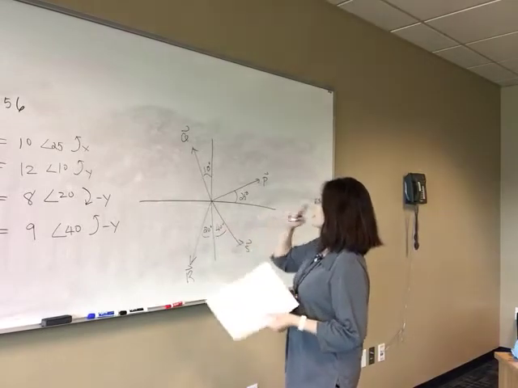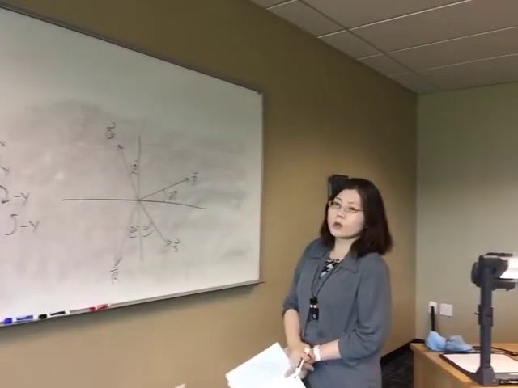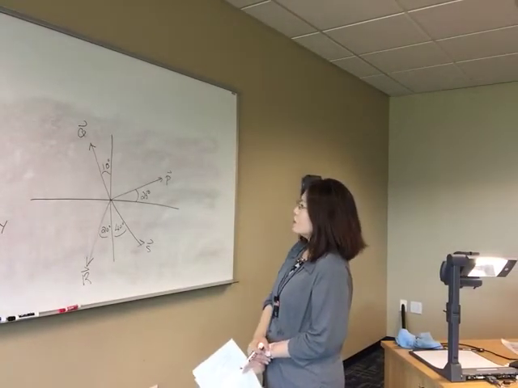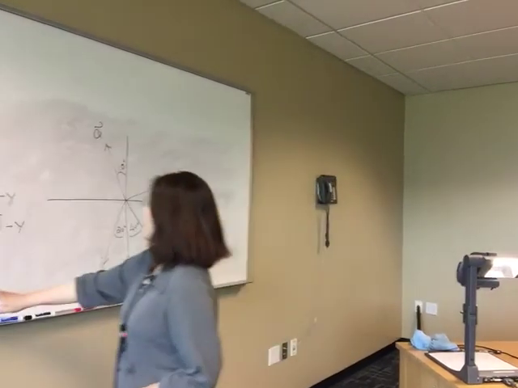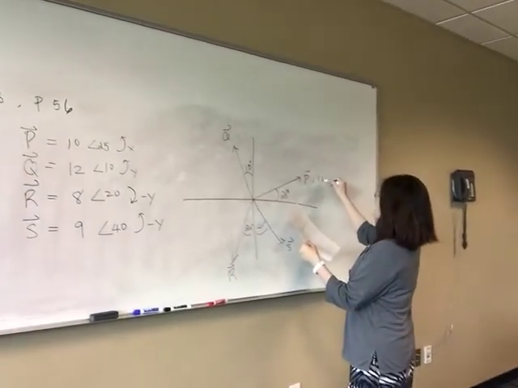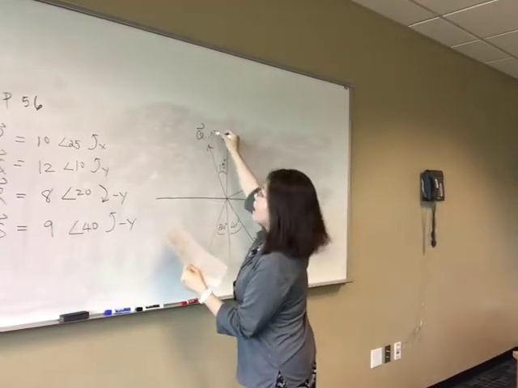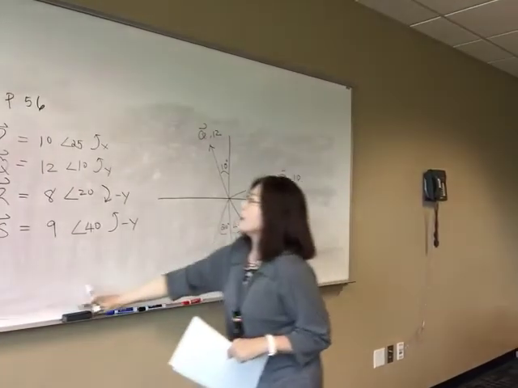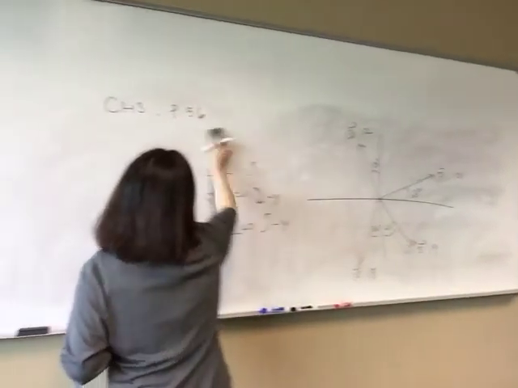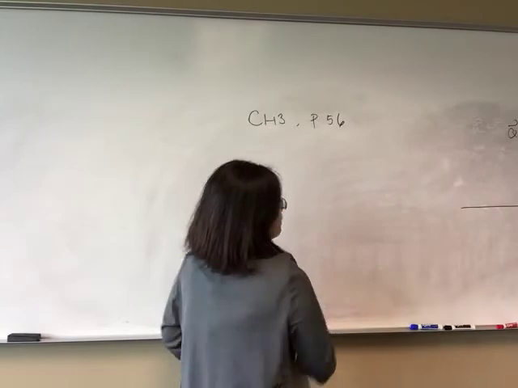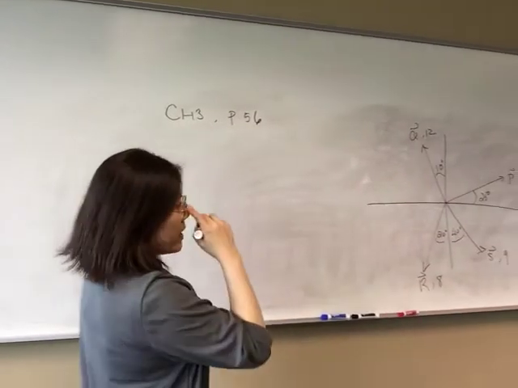Once you draw them on the X and Y axes, it becomes easy for you to deduce them in unit vector notation. I'm just going to write the magnitudes here. That's 10, this is 12, this is 8, and this is 9. Then I'm going to erase this, and based on the diagram, I can easily deduce the X and Y components.